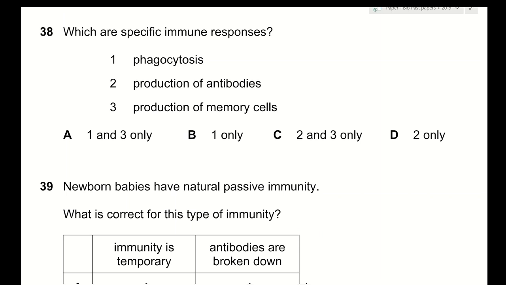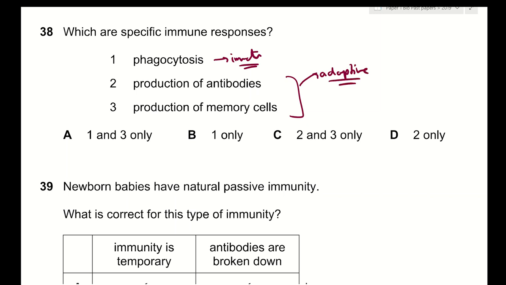Question number 38, which are specific immune responses? 1. Phagocytosis. So phagocytosis is actually an innate immune response. Innate immune response is the non-specific one, because with phagocytosis, anything could be phagocytosed. 4. Production of antibodies and production of memory cells. So this is the adaptive immune system, or the specific immune system.